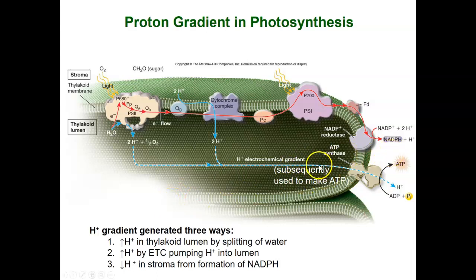All of that is going to result in a huge push for those protons to move from inside the thylakoid lumen out into the stroma. That is going to cause that proton motive force, and the ATP synthase is going to end up resulting in the formation of large amounts of ATP.